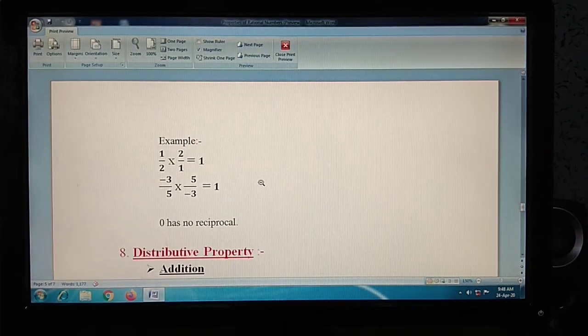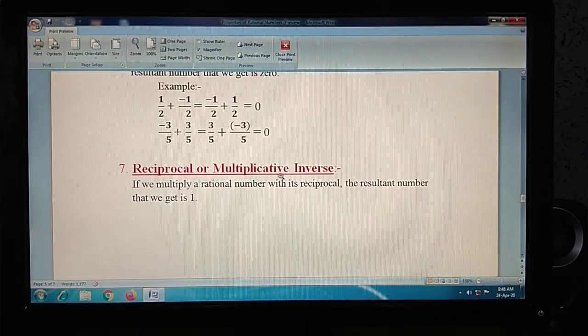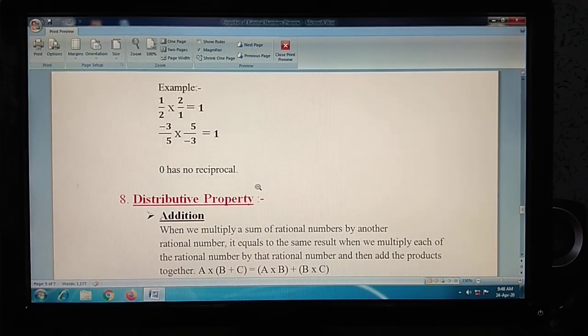Now moving on, the reciprocal, or you can also say the multiplicative inverse. We all know what a reciprocal is. So if we multiply a rational number with its reciprocal, the resultant number will be 1. So for example, if we have a number half, its reciprocal will be 2 by 1. Although we can write 2 by 1 as 2, we have to write in the rational number form, p by q form. So the answer will always be 1.